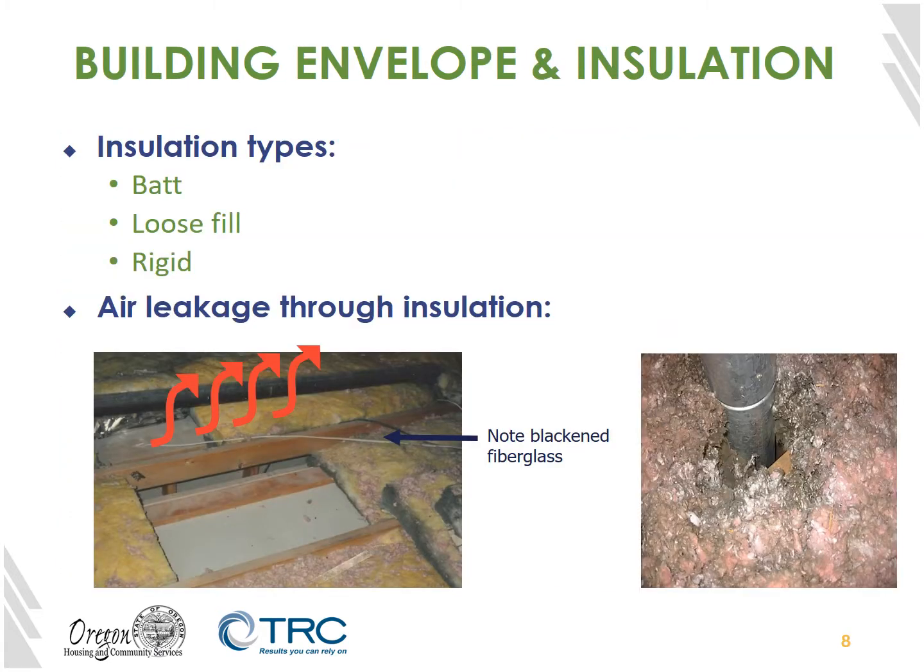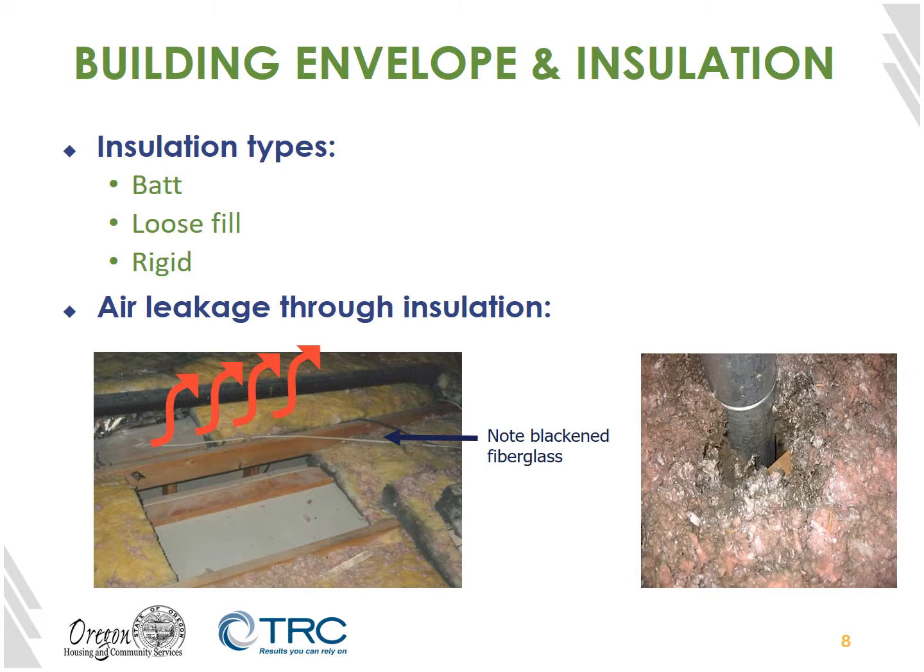Having an effective building envelope is crucial to reducing HVAC usage in buildings. Building envelopes may be improved by increasing the insulation or reducing the uncontrolled air movement through the envelope. Insulation is available in bats, shown in the photo to the left, loose fill on the right, or rigid, which are hard boards typically made of foam, although other materials may be available.